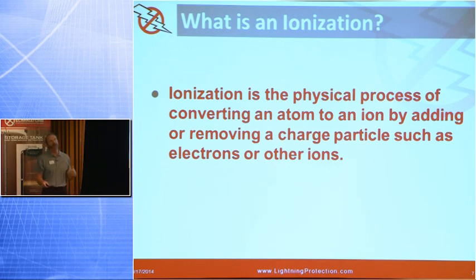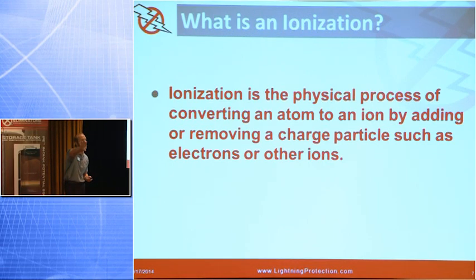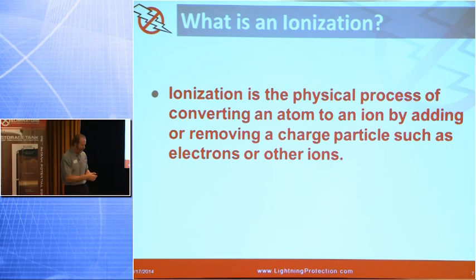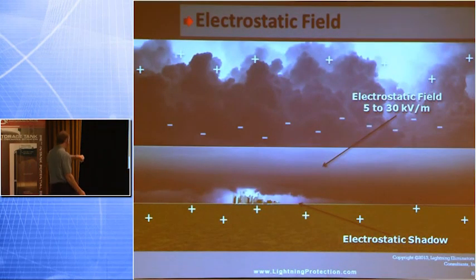Now we talk about ionization a little bit. Ionization is basically the physical process of converting an atom to an ion by adding or removing a charged particle like an electron. So when we talk about what we're doing, we're basically allowing electron flow, charge flow. We're allowing electrons to flow from an area that has too many to one that doesn't have enough, to neutralize that charge. We allow them to flow to that atom and thereby reduce that electrical charge. And we'll talk about that in a few minutes.